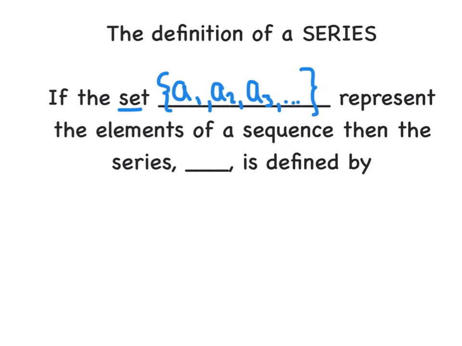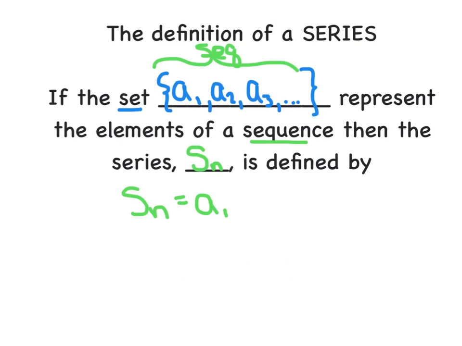basically what we have here is we are defining a sequence. And the reason you know it's a sequence is because it's just a list of numbers separated by commas. If they represent the elements of a sequence, then the series, and I'm going to use a capital S with a subscript of n, is defined by S sub n, the sum of a sub 1 plus a sub 2 plus a sub 3, plus dot, dot, dot until we hit a sub n.